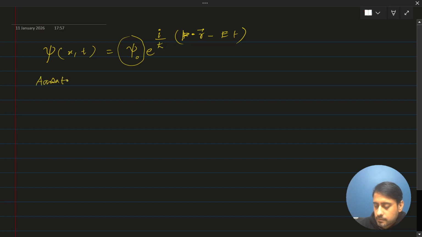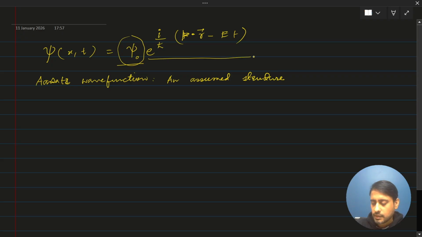Okay, so basically we can call it an Ansatz wave function, because the structure is an assumed structure. There will be a psi naught and this exponential part we have already discussed, and we will further discuss in our coming lectures how we can estimate that this can be the wave function.